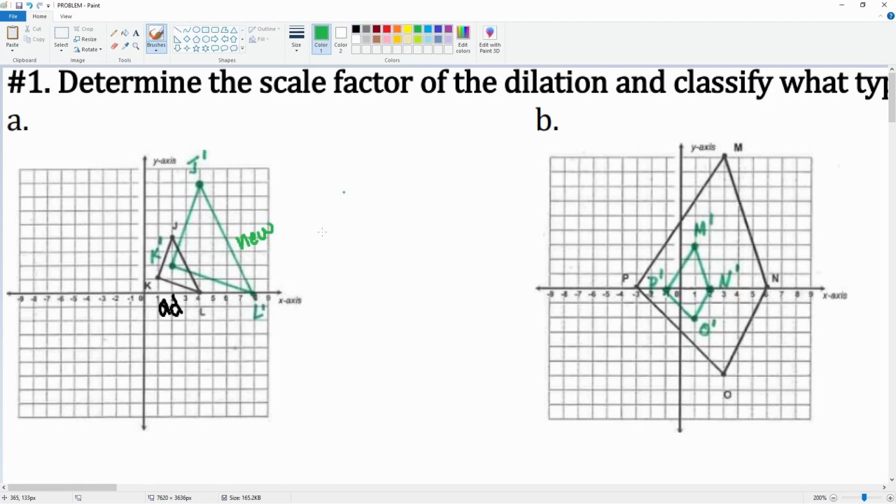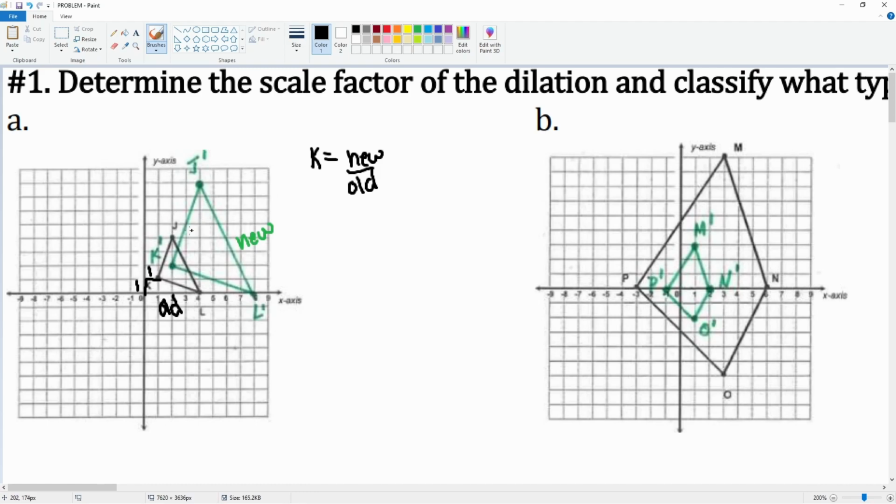All right. So the scale factor K is governed by new divided by the old. So all we have to do is grab a length of it. It's really hard to get the length here because you see how it's all diagonal. However, take a look at this. Do you see how it goes up one across one here? So this is like up one across one.